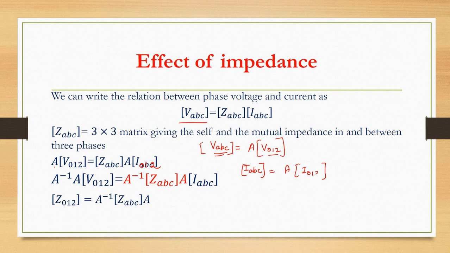Then multiply both sides by A inverse. So A inverse into A, V0, 1, 2. On the right hand side, A inverse matrix times ZABC matrix times A matrix times I0, 1, 2. So what is Z0, 1, 2? That is equal to A inverse ZABC into A.